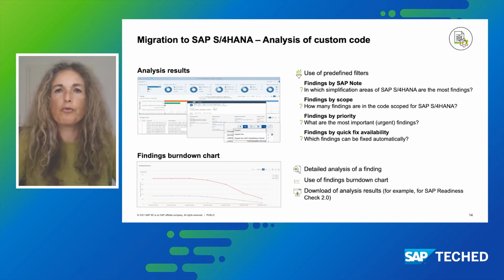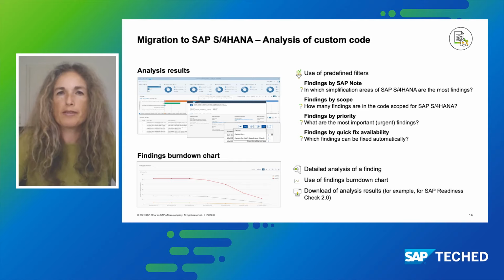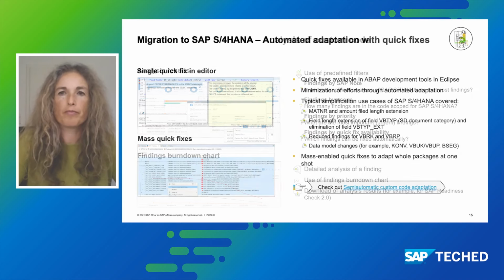Of course, you also have a detailed analysis of a finding, and you can navigate directly to the custom code object, to the source line of it. You can make use of the findings burn down chart, and you can also download the analysis results to Excel or for upload to the SAP readiness check.